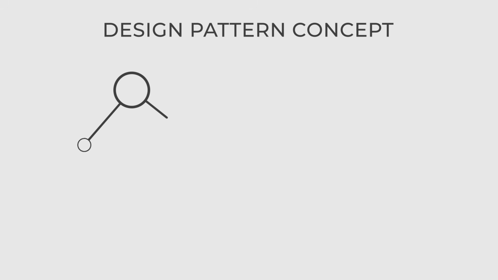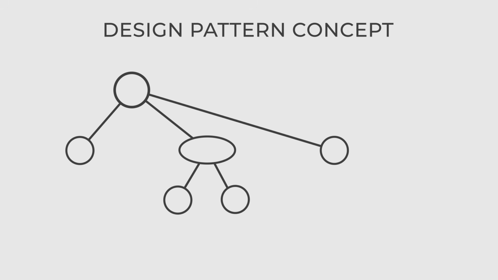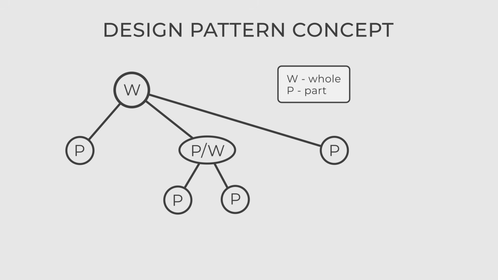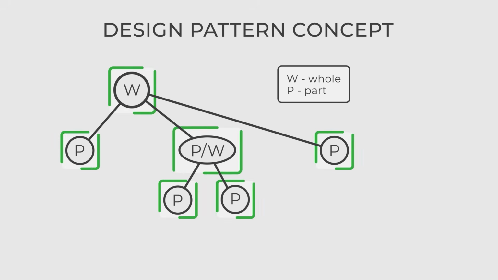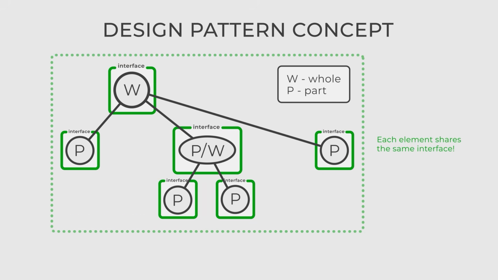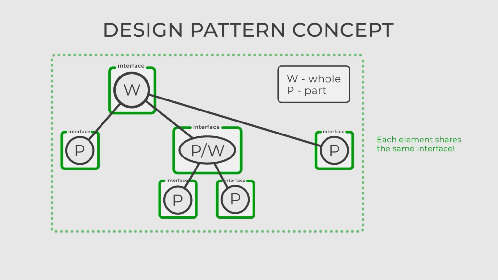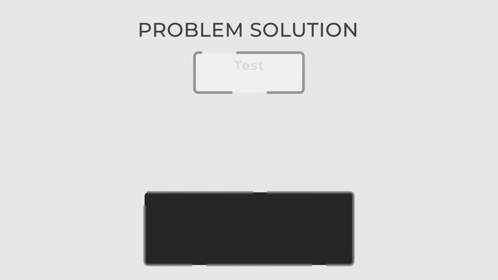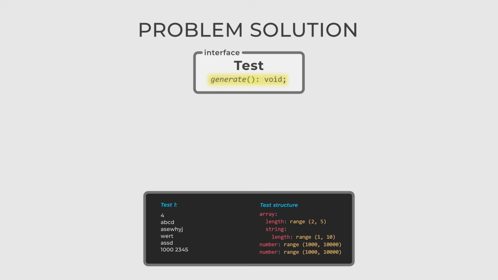The composite is a structural design pattern that combines objects into tree structures to represent part-whole hierarchies. It handles individual objects and object compositions uniformly, allowing clients to work with complex structures and particular objects using a single interface. Let's create a test interface with a single generate method.